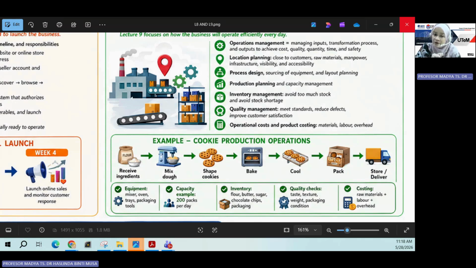Pricing without costing is very, very dangerous. If the entrepreneur sells one pack of cookies, for example, you sell for 10 ringgit, but the actual cost is 9 ringgit 80. Profit is too small, 20 sen. If you forget to include packaging, delivery, material, electricity, or labor in the cost, it means that you are at a loss. No profit there.